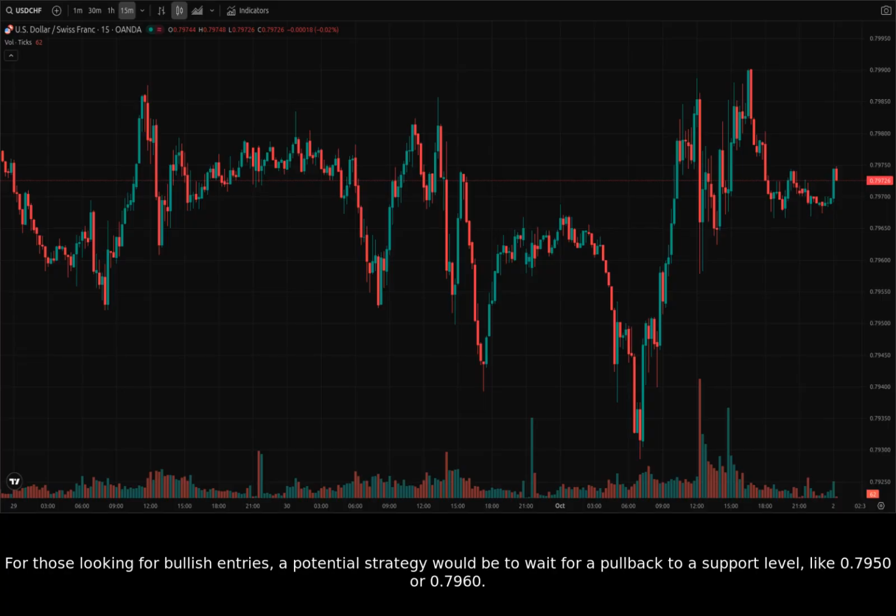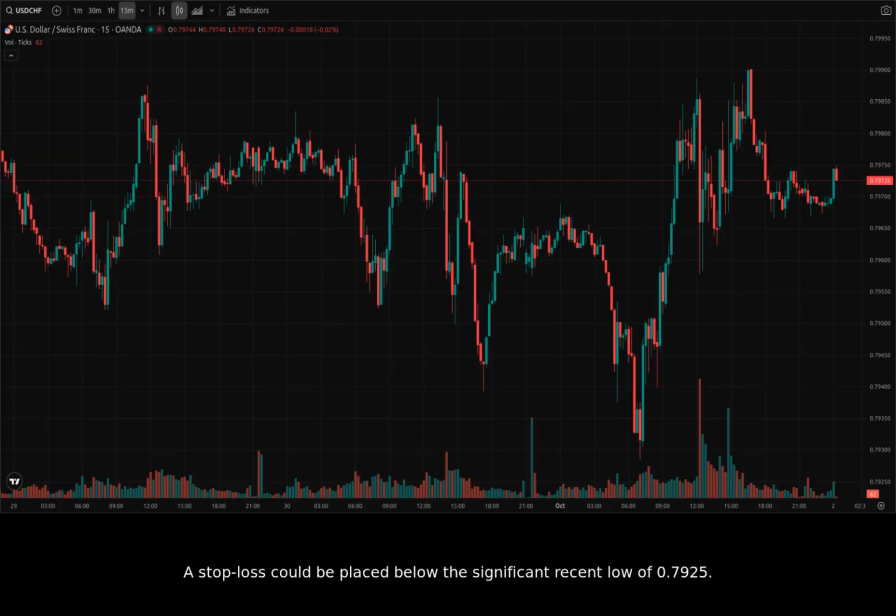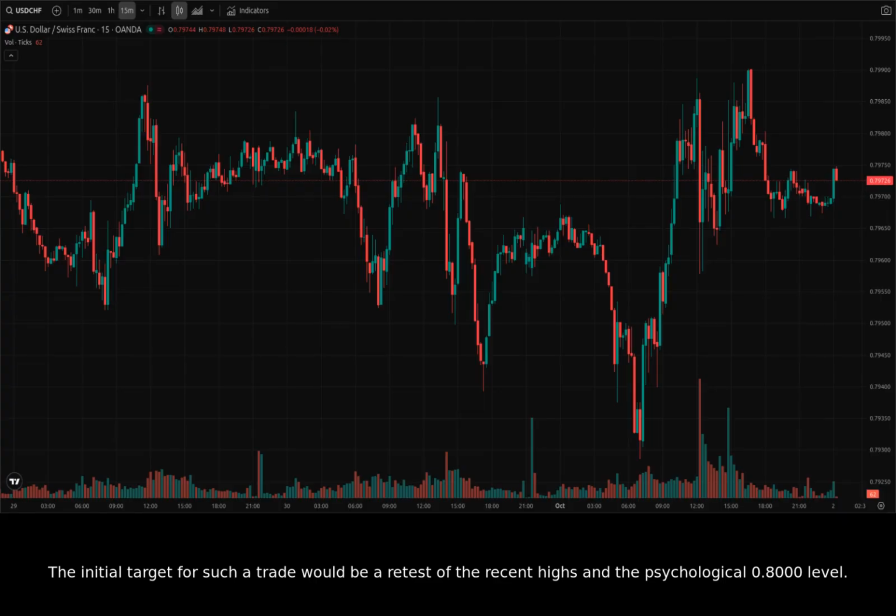For those looking for bullish entries, a potential strategy would be to wait for a pullback to a support level, like 0.7950 or 0.7960. A stop loss could be placed below the significant recent low of 0.7925. The initial target for such a trade would be a retest of the recent highs and the psychological 0.8000 level. On the flip side, a bearish scenario would gain traction if we see a decisive break below that 0.7925 support. Such a move would invalidate the current bullish structure and could signal a deeper correction.